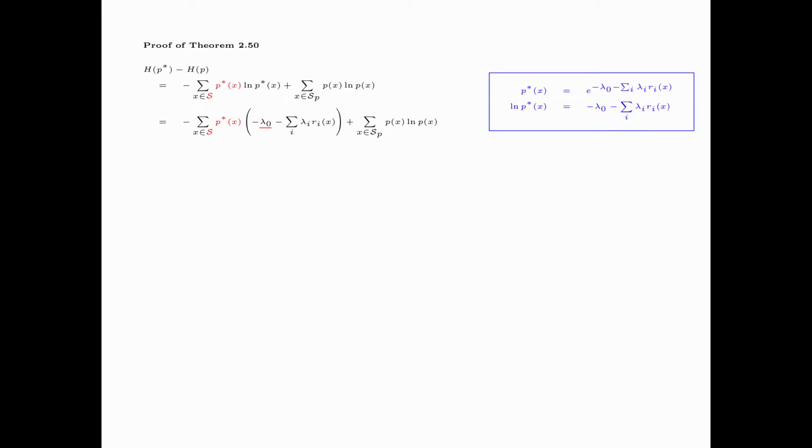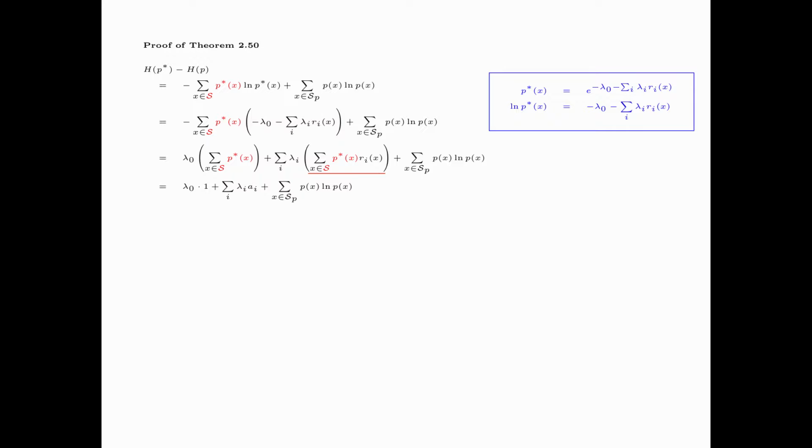Now we are going to split the first summation into two. First, we have lambda_0 multiplied by summation x in S of P star of x. And for the second summation, which is a double summation, we first sum over i, lambda_i, and then summation x in S of P star of x multiplied by R_i(x). Now the summation of P star of x over all x in S is just equal to 1.